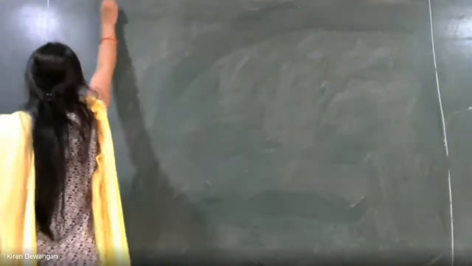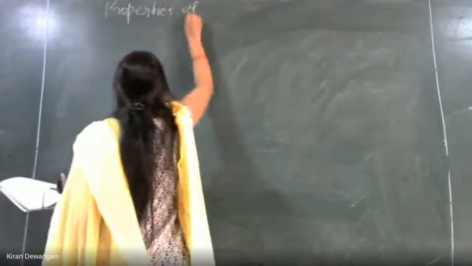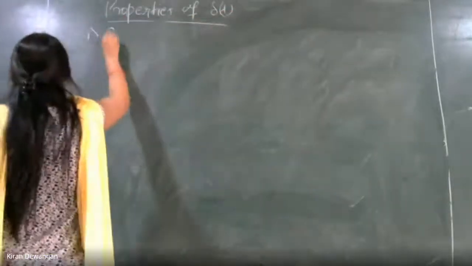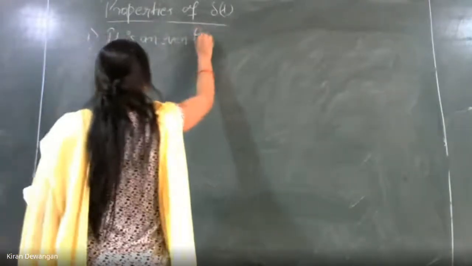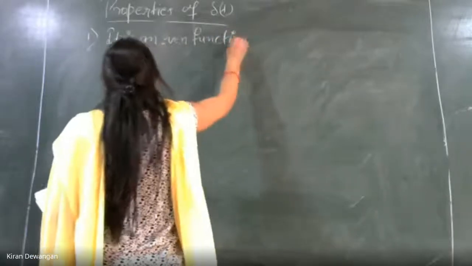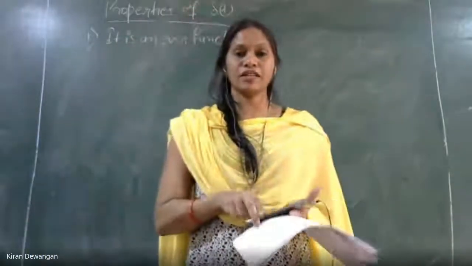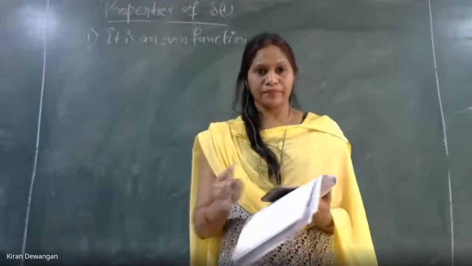Now the properties of δ(t). The first point says it is an even function. What does an even function mean? Does anyone know about the even function? For example, if the function is u(t), then u(−t) is equal to u(t). u(t) is equal to u(−t). Yes, ma'am. It means on both sides it will be the same. Correct?